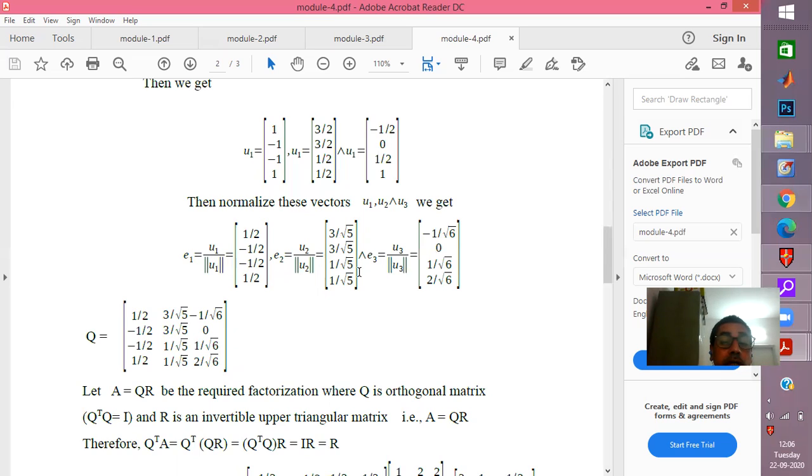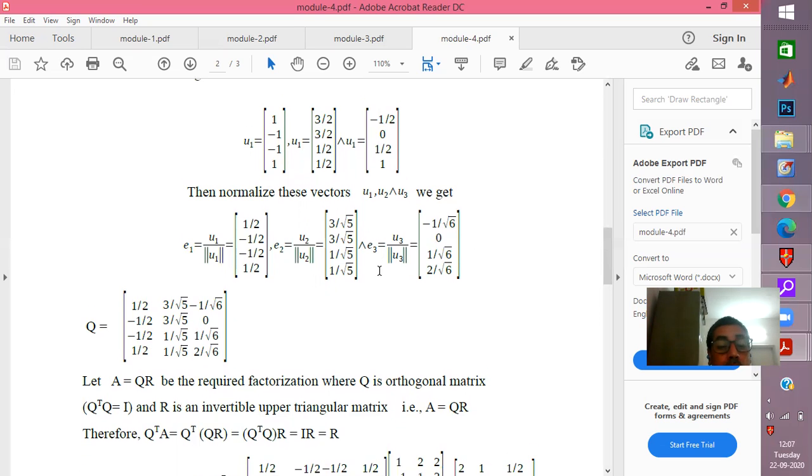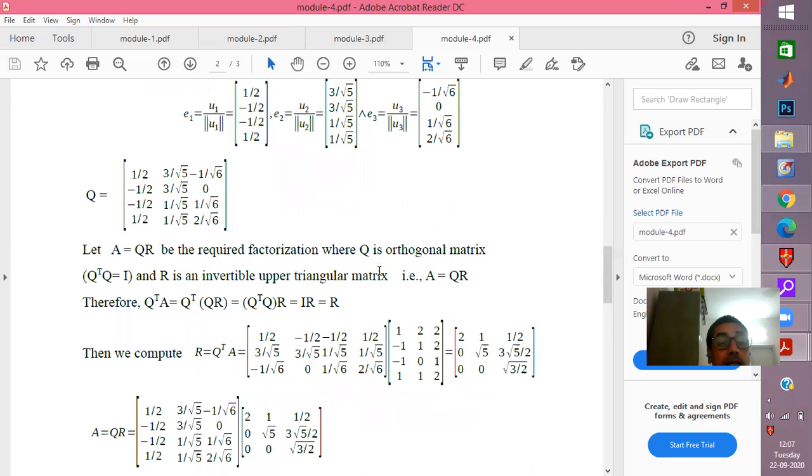So e1, e2, and e3 are 3 new column vectors obtained from u1, u2, and u3 through the Gram-Schmidt orthogonalization process, and then we have normalized them to become unit vectors. With this, the matrix Q can be constructed with e1 in the first column, e2 in the second column, e3 in the third column. You can observe that the order of Q is the same as the order of A. Now, once Q is obtained, the question comes how to extract R.